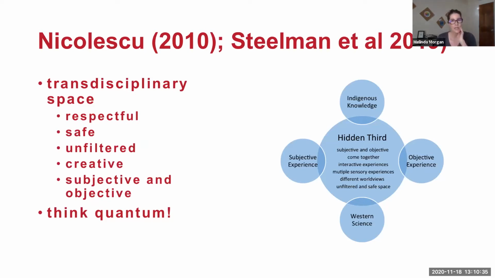talking about a type of transdisciplinary research that very specifically moves into a third space that is respectful, safe, unfiltered, creative, and embraces not just other objective ways of knowing. So from an epistemological perspective, it also embraces subjective ways of knowing. And I have down here my own spin on this: think quantum. So think of the observer influencing the observed.